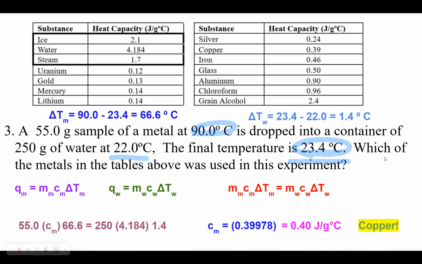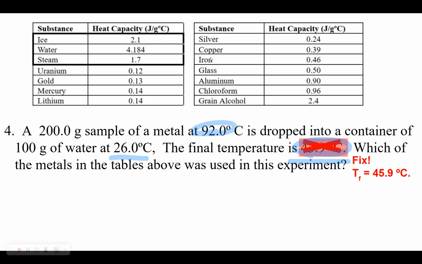So hopefully that's not too bad, because like I said, we've got another problem just like it here. And we actually need a real quick fix. That final temperature there, instead of 43.9, should be 45.9. That's going to actually make a pretty significant difference in this problem. So go ahead and fix that there before we begin.